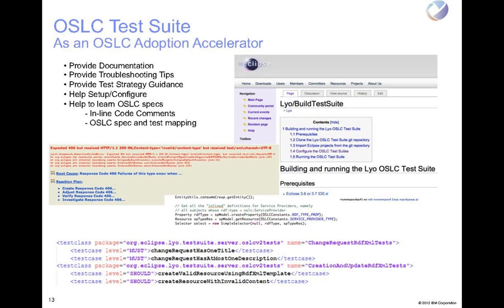But we received from one of the contributors to the Lyo project a fairly complete library called OSLC for J. It's by no means absolutely complete at this point, but it's complete enough to start basing implementations on. And we actually do have several OSLC implementations underway that are using OSLC for J today. So it was far enough along that we said it was ready for contribution and ready for folks to start using. It can be used for both provider and consumer implementations.